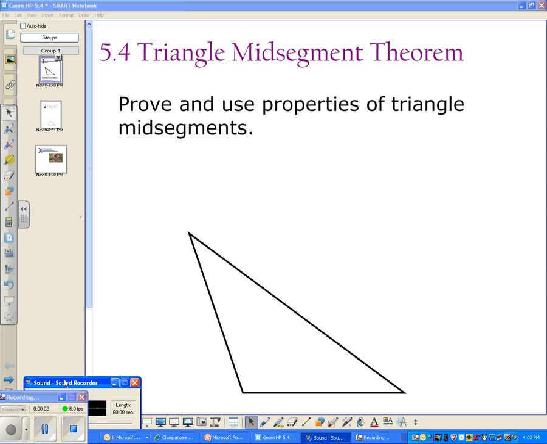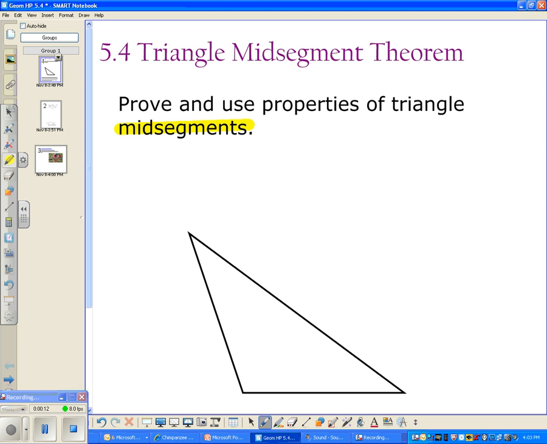Okay, 5.4, we're talking about the triangle midsegment theorem, and hopefully by the end of the video you should be able to prove and use properties of triangle midsegments. So midsegments is the important vocabulary word here, and of course we need to figure out what the definition of a midsegment is. Mid comes from middle, and segment means part of a line. So a midsegment, for a triangle, connects the midpoint of one side to the midpoint of another side.